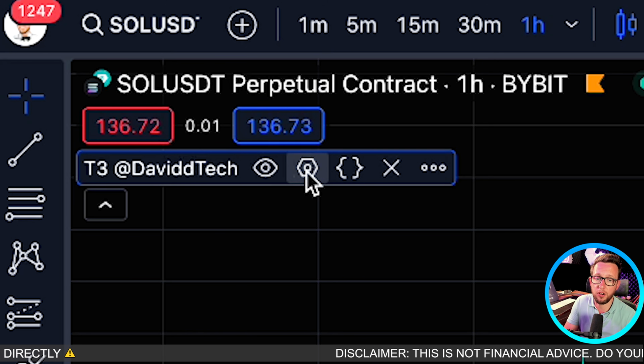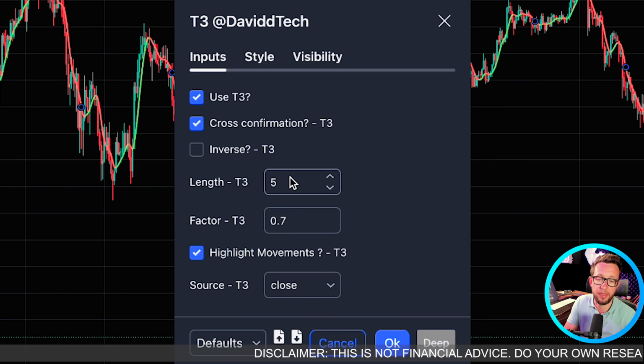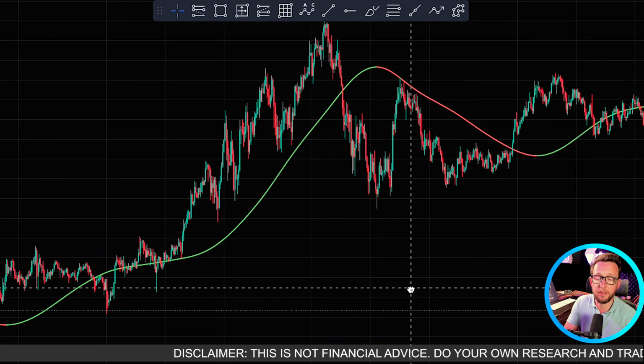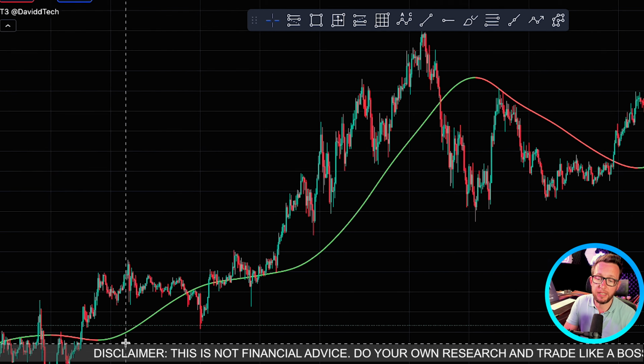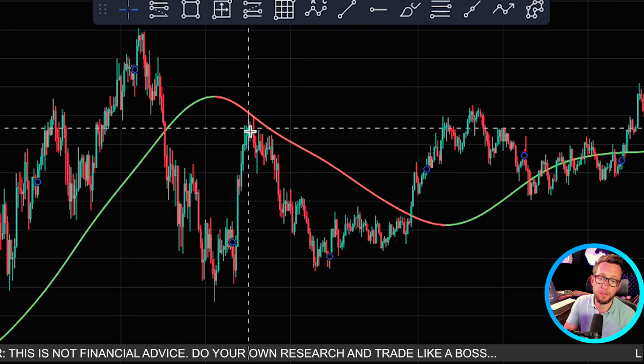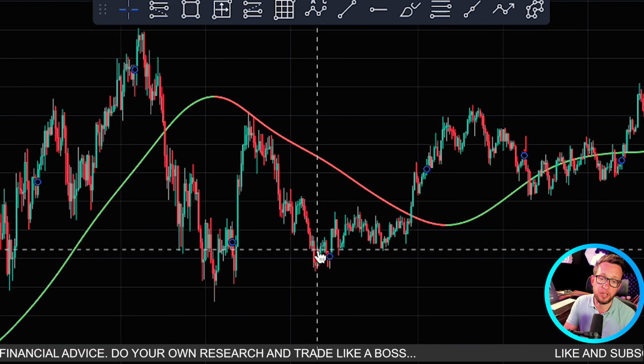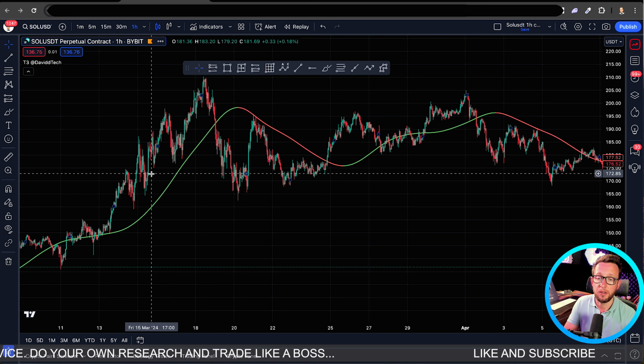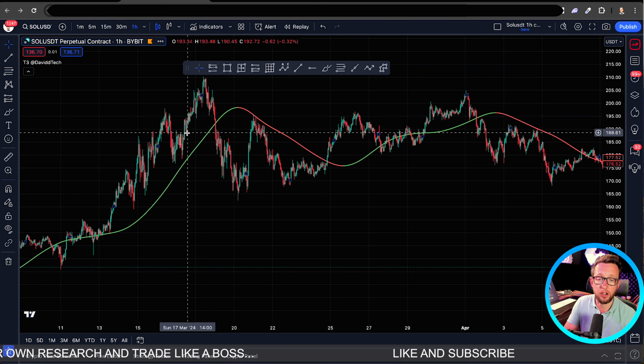We're going to click the cog over here and we're going to set our length to 80, and that's going to give us our trend direction. When the T3 is green and price is above it, we're looking for longs, and when it goes red and price is below the T3, we're looking for shorts. Okay, we have our trend direction, our baseline on the chart.